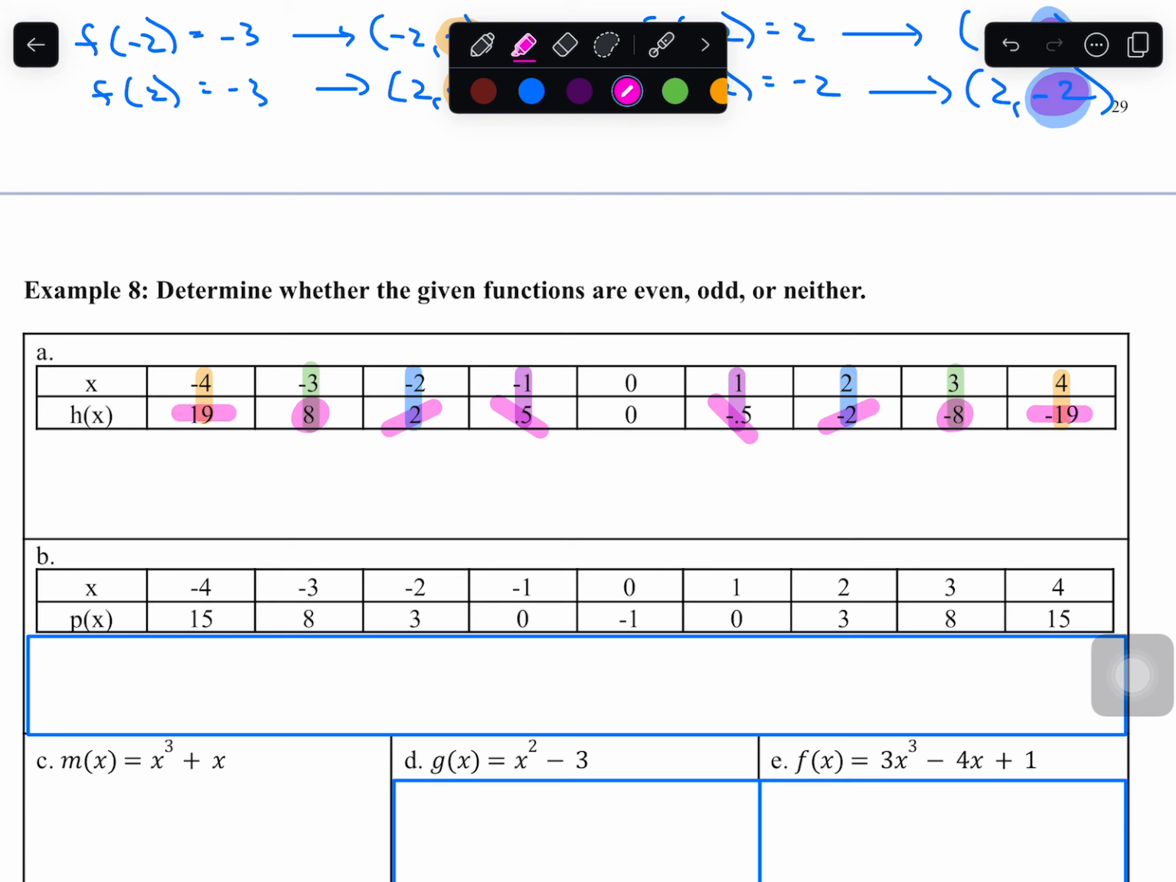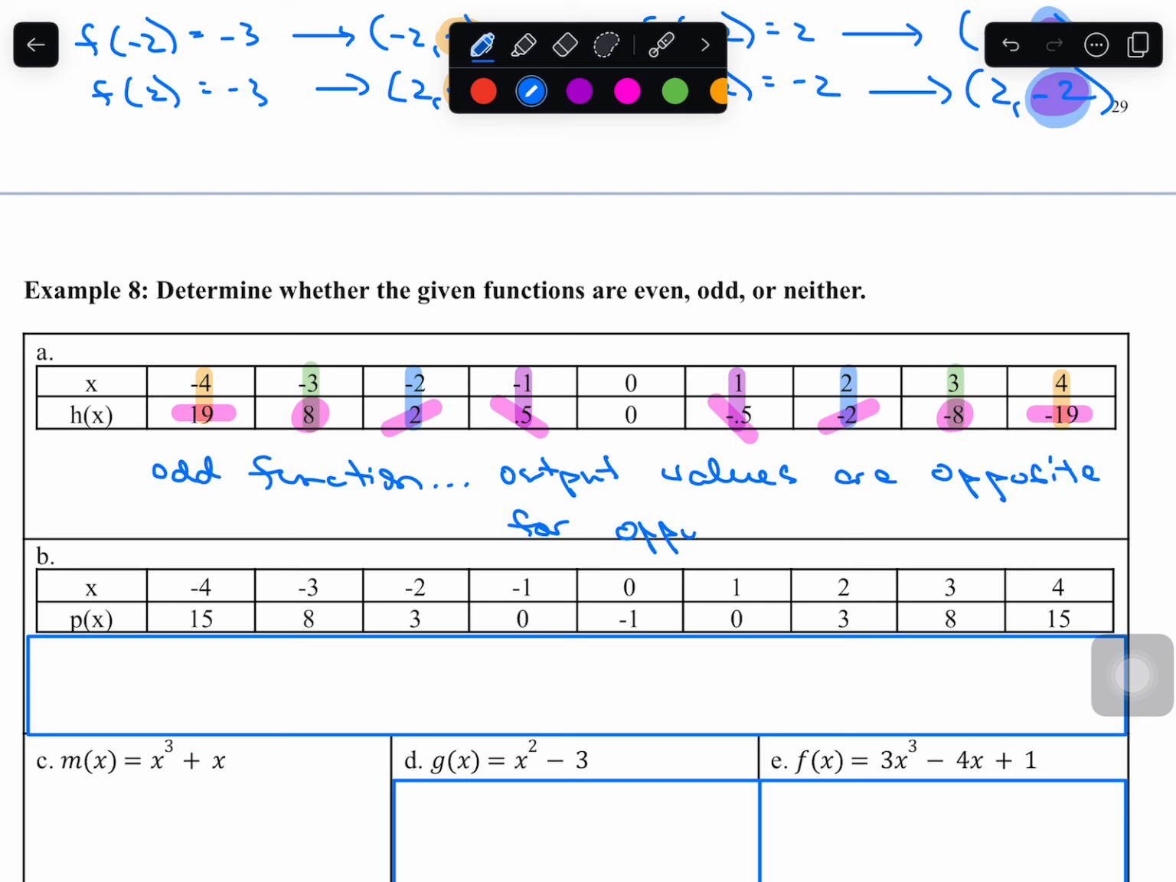Now the reasoning, we can't say it's symmetrical about the origin because we don't have any of that information. We don't see the graph. If you took the time to graph it, you could say that, but I don't. So instead, we're going to say one of two things. We can either say the output values are opposites for opposite input values. And those opposite input values will always be the same, whether it's even or odd.